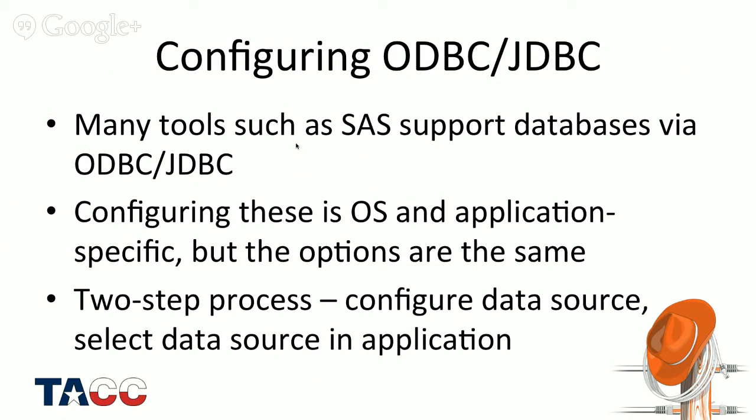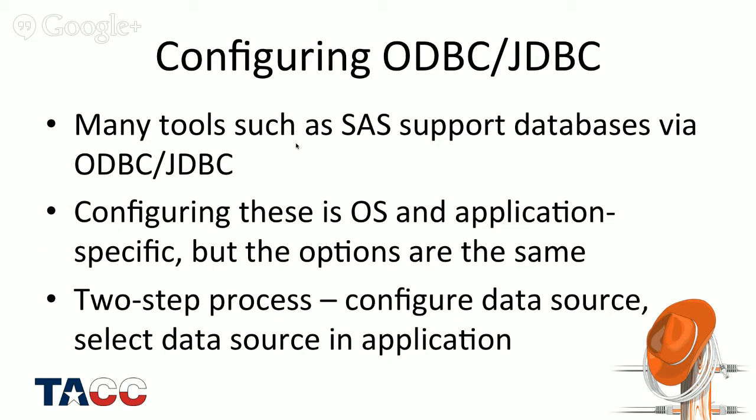And that includes the ODBC and JDBC layers. So I already mentioned SAS is a tool that supports databases through the ODBC connector. So you need to be able to configure these. This is going to be an OS-specific and application-specific option. But again, you're talking about the same options. It's a GUI. You're going to have a window. You need a host name, a username, a port, those kinds of things. And all of that information will be in the email that you receive when you've created a database through the interface I just showed you.